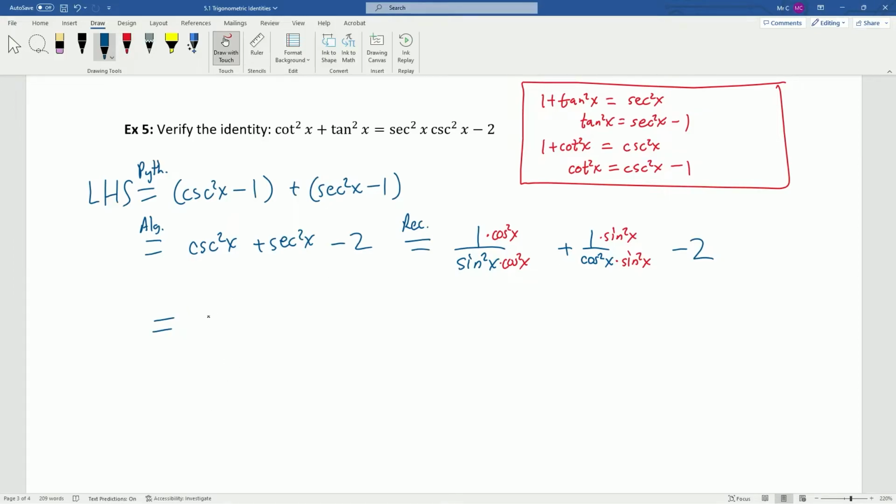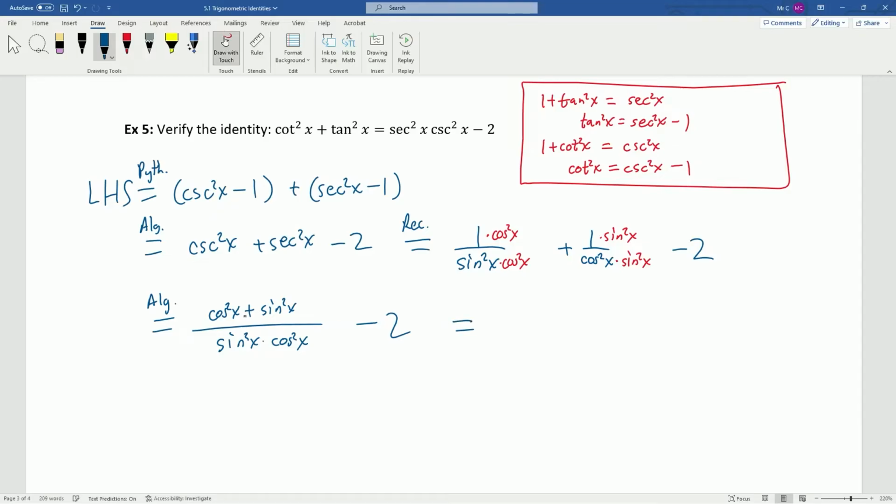And so now we've got a common denominator of sine squared of x times cosine squared of x. And up top, we get cosine squared of x plus sine squared of x. And we've still got this minus 2 off to the side. So again, here, all we did was some algebra.